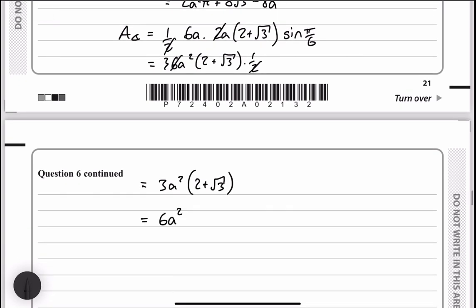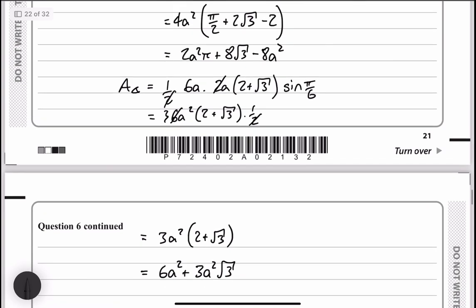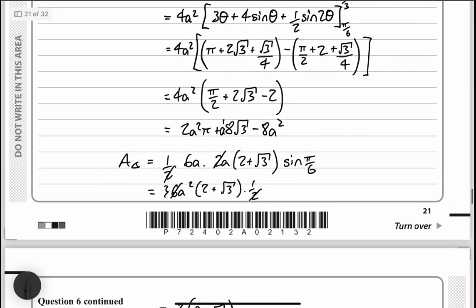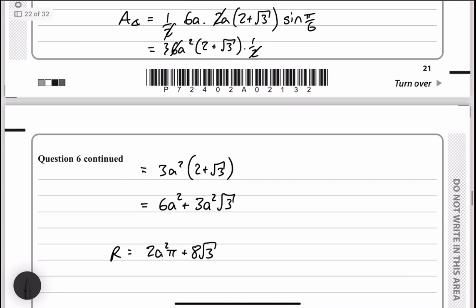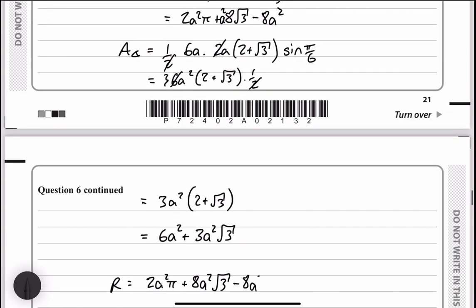That's 6a squared plus 3a squared root 3. So r is equal to the integral solution that we've got at the top of the screen there, 2a squared pi plus 8 root 3. Hang on a minute, that should have an a squared in there somewhere. Squeeze that in there. 8a squared root 3. That's better. Minus 8a squared, and all of this is being subtracted by the triangle area 6a squared plus 3a squared root 3.